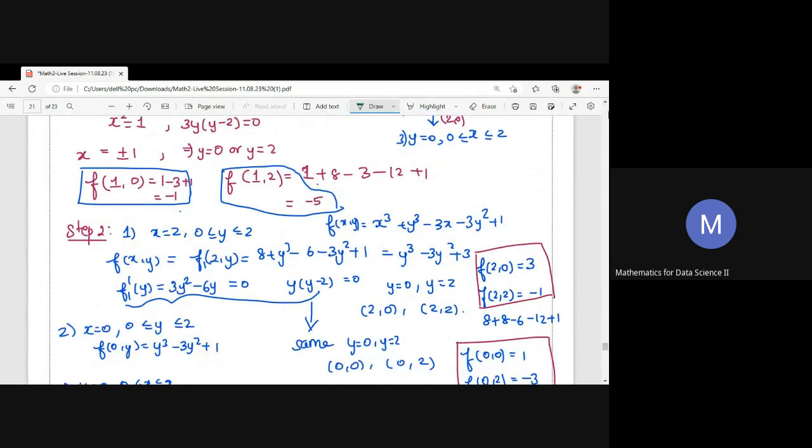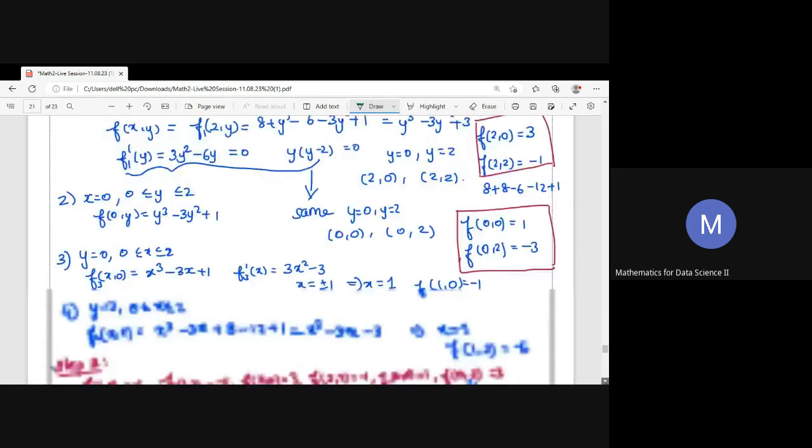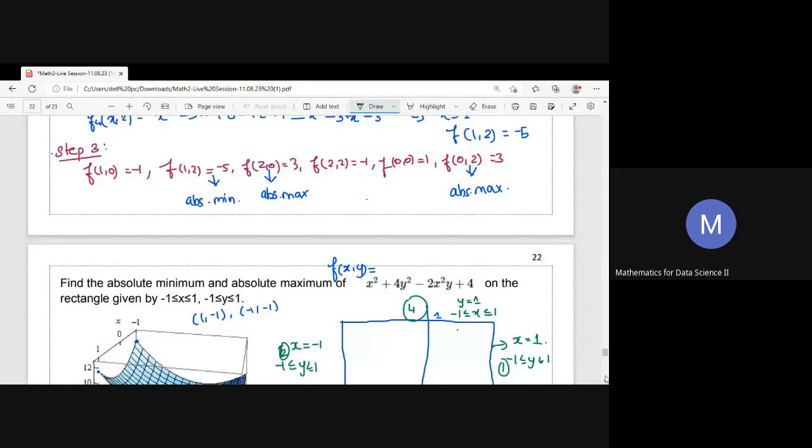Yeah, for the steps involving absolute extrema, you have these steps. First, find the critical points and evaluate the function values at these points. Then you look at the boundary and find the critical values at these points, and then look at the largest and smallest values found in step 1 and step 2. Okay, that gives you the absolute extrema values. So these are the topics for week 10. I hope these topics are clear.